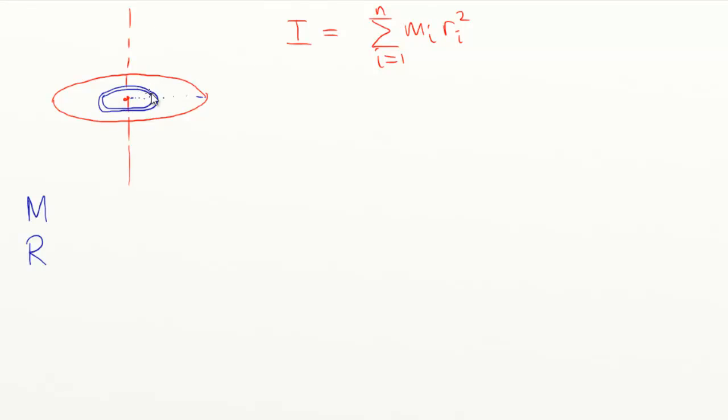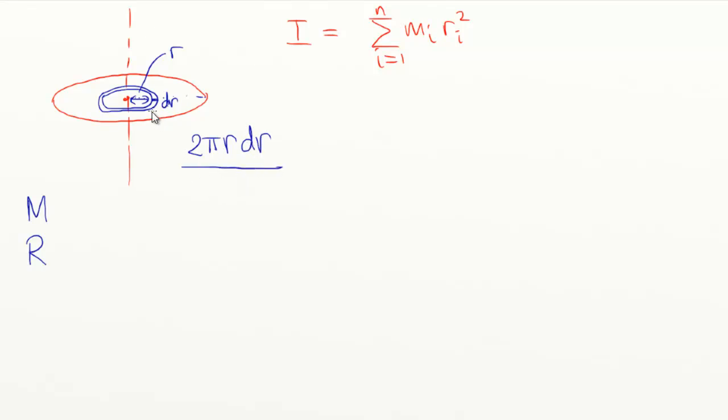So what's going on for our ring then? The width of this ring is dr, and the radius of the ring is lowercase r. So how are we going to work out what the mass of this ring is? Well, the area of this ring is going to be 2 pi r, that's the circumference of the ring, multiplied by dr.